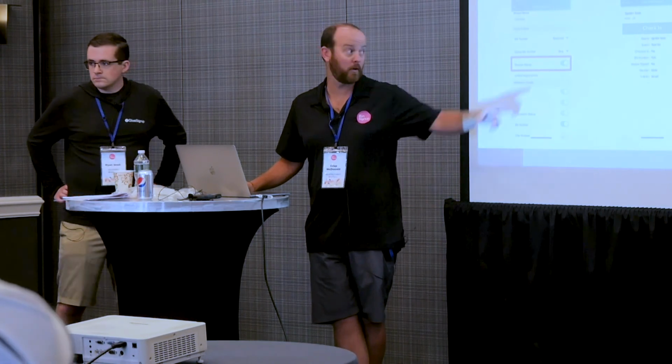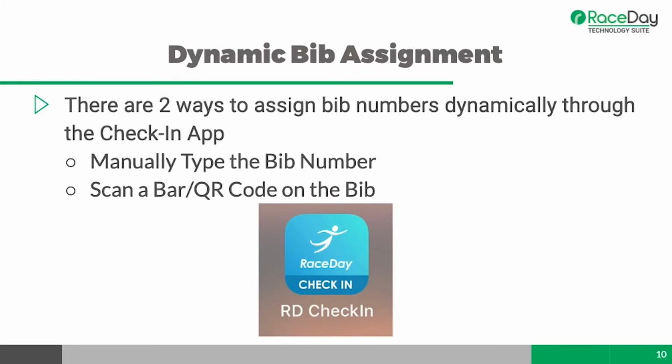988 people checked in for an 1,100 person event, and I would say like 25% of them signed the waiver on here. So, dynamic bib assignment. There are two types of dynamic bib assignment that you can do. One is the manual type-in, and one is the scanning of a barcode or QR code on the bib.